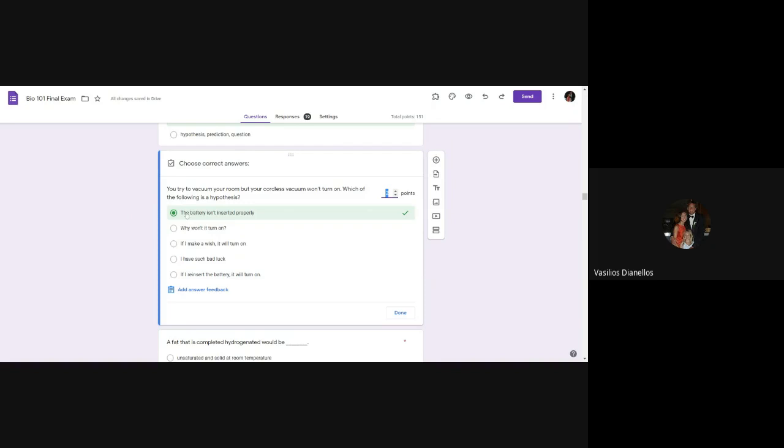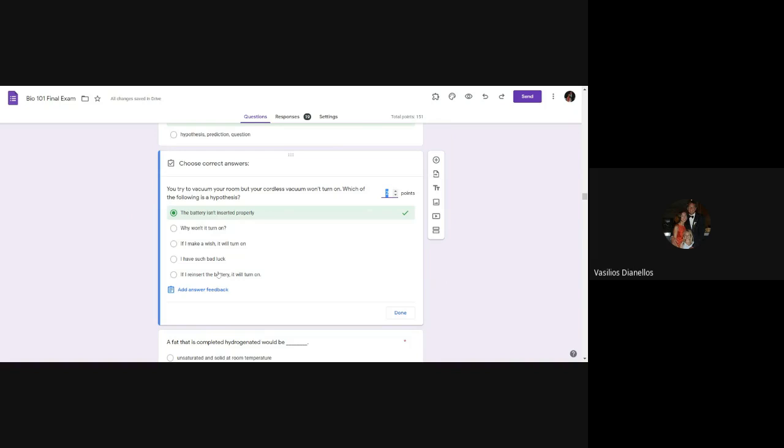Why won't it turn on? That's a question. If I make it a wish, it will turn on. No, let me come back to that. I'll skip down to this one. This is the most common wrong answer. If I reinsert the battery, it will turn on. No, that is a prediction. Because remember, a prediction is a statement, and as far as we were concerned in this course, is an if-then statement, or an if statement, based on the hypothesis. You have your hypothesis, and then you come up with different ways to test it with different predictions.